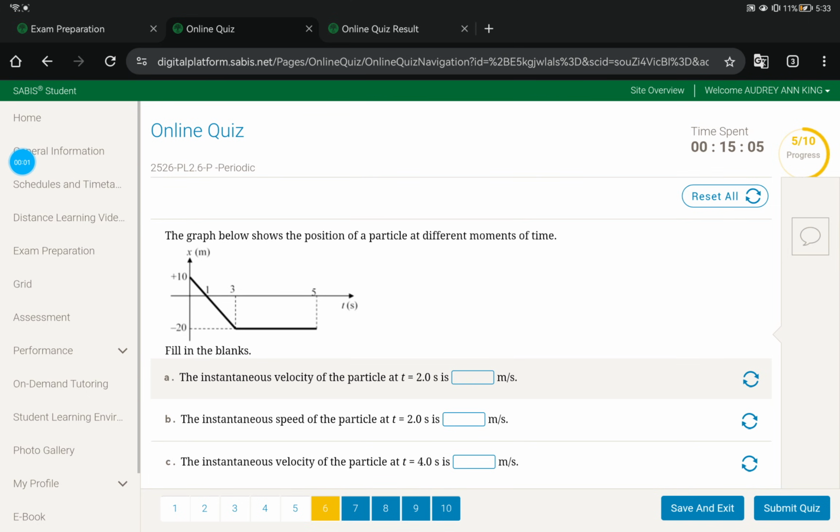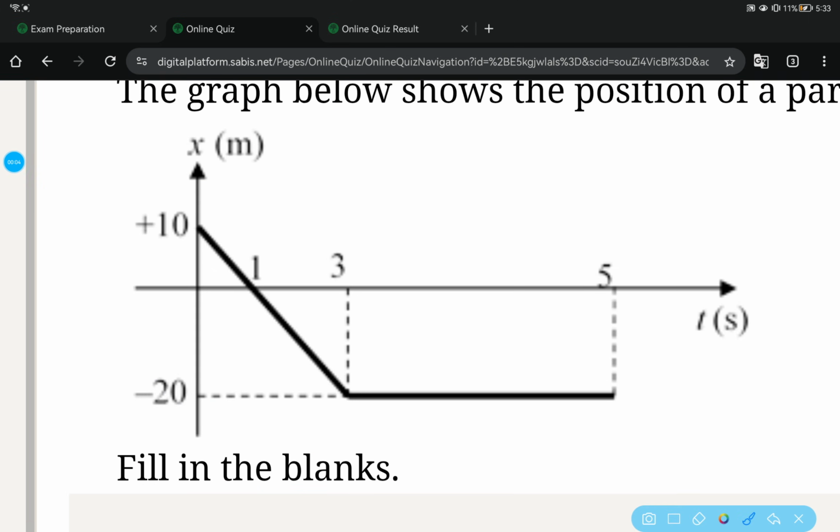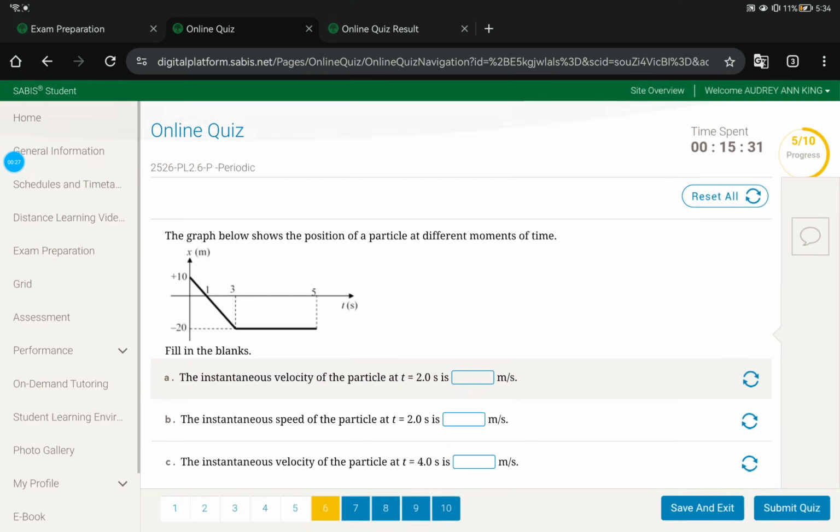The instantaneous velocity of the particle at time 2. So when you're taking the time, let's say 2 is around here, you just go down and you see the whole slope. So you take your time from and your displacement from there. Here we have 10 for the displacement and negative 20 for the displacement, and we have 0 and 3. So just using the formula, negative 20 minus 10 over 3 minus 0, you should get negative 10.